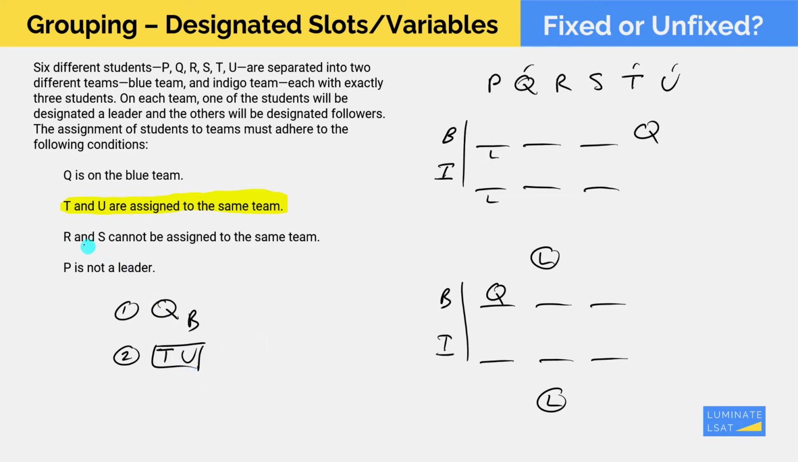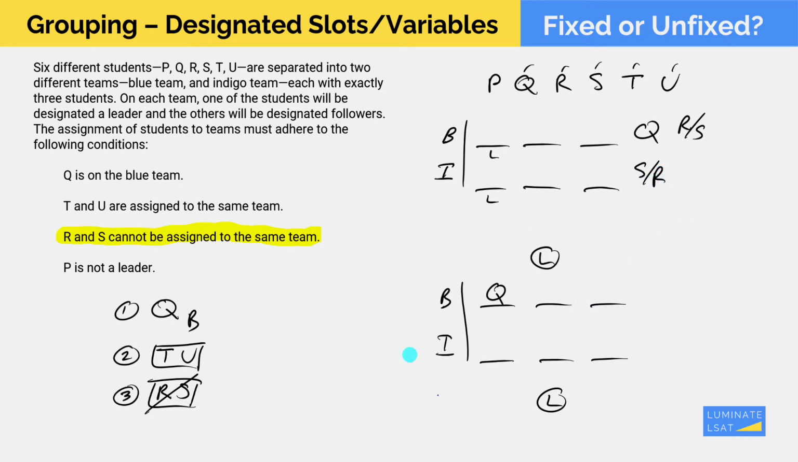Now let's take a look at the third rule, which says that R and S cannot be assigned to the same team. So I'm going to do that as an RS block with a slash through it. But because there are only two groups, I actually want to draw this kind of rule directly into my diagram. If R and S cannot go in the same group, well, that means one of them is going to have to go in blue and one of them is going to have to go in indigo. So in this setup over here, because I don't know whether R is a leader or S is a leader or not, I'm going to have to draw an R/S in blue and an S/R in indigo to remind me that these have to be split up.